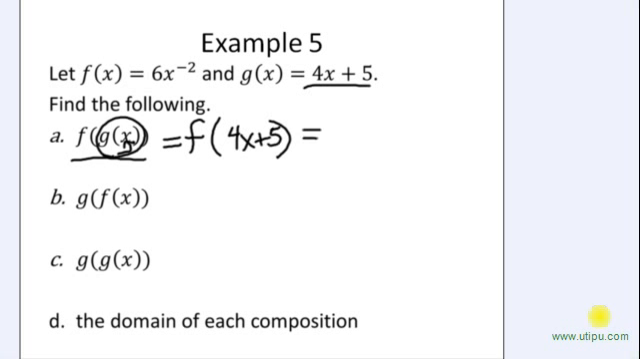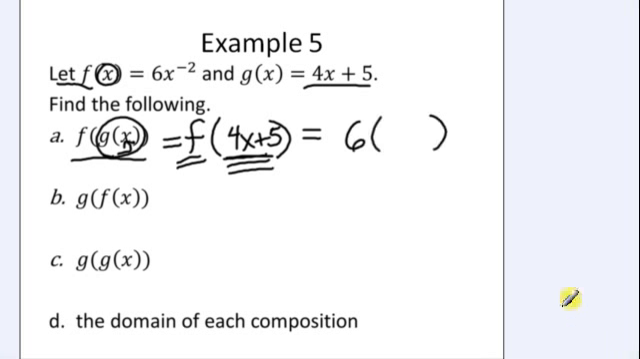And then this says that for my function f, I want the input to be 4x plus 5. So I look at function f, and f says to take the input, raise it to the negative second power, and then multiply it by 6. All right, let me erase that so I can see a little better. So I want to replace x with 4x plus 5 in function f. So I have 6 times the quantity 4x plus 5 raised to the negative second power.